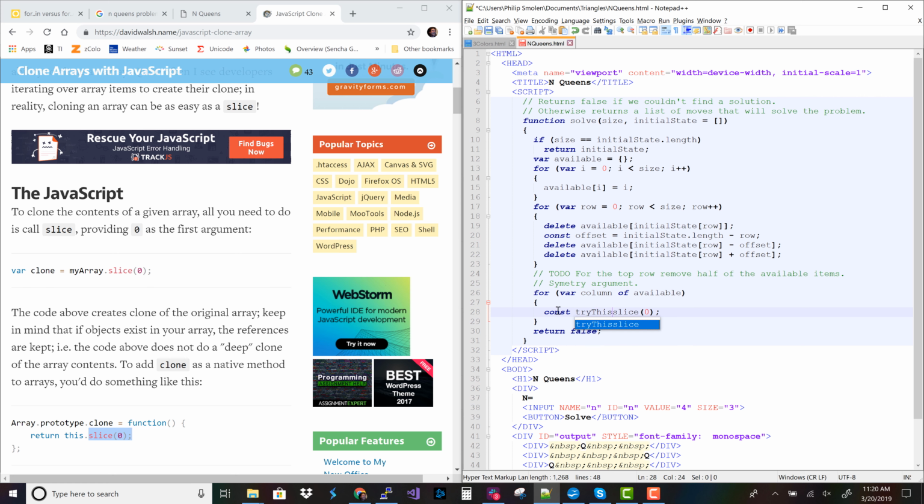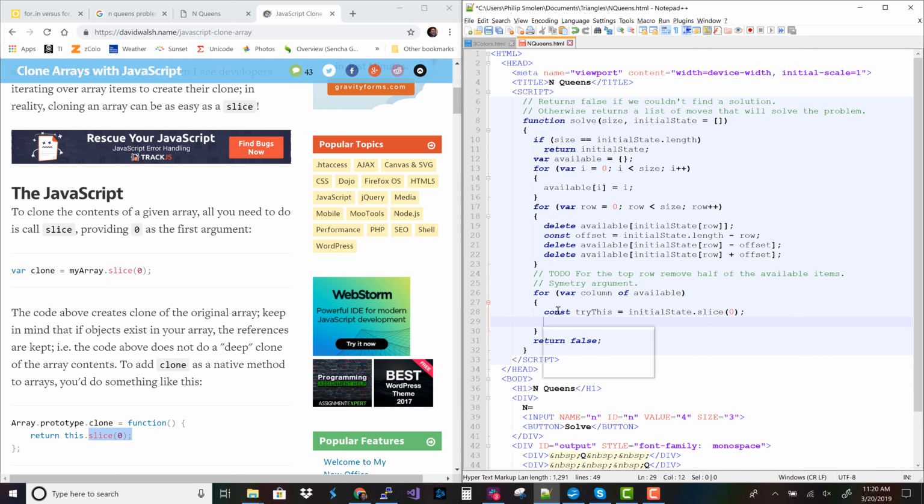All right, so let's say try this equals initial state slice 0. So again, this weird thing really just means clone it. Take the initial state, make my own copy of it that I can modify any way I want. Then try this dot push. So this part is the easy, obvious part. We know the column we're going to try.